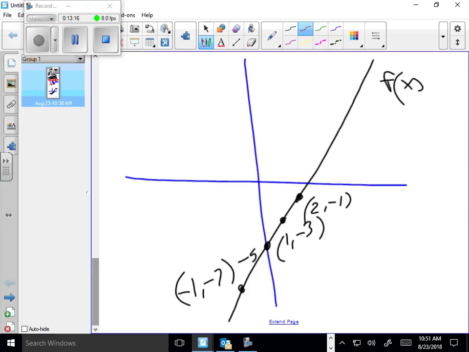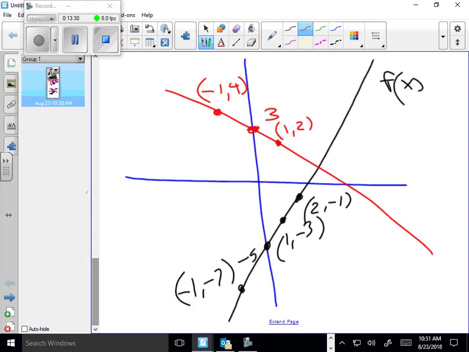What did he look like? He looked like 3 minus x. So there's 3, 0, 3. We had -1, 4. We had 1, 2. And we had 2, 1.